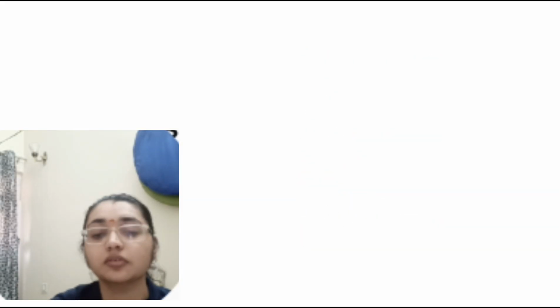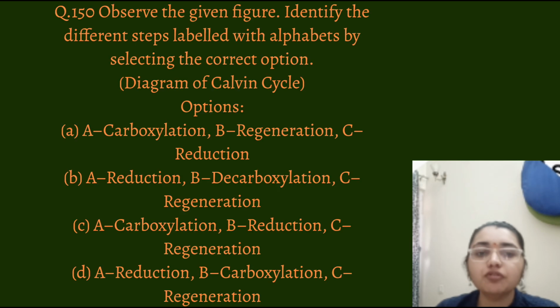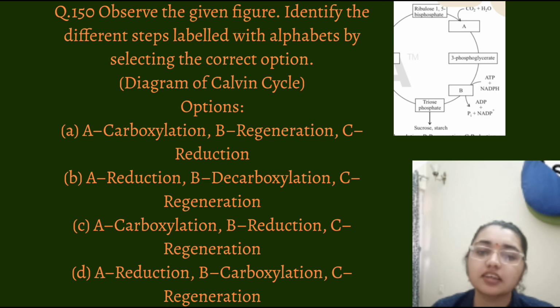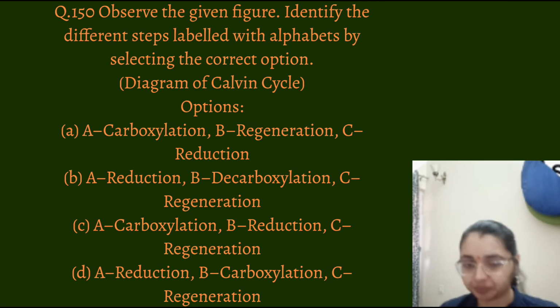Direct answer. Here you have to observe the given figure and identify the different stages labeled with alphabets by selecting the correct order. So here in this diagram, A is carboxylation, B is reduction and C is regeneration.